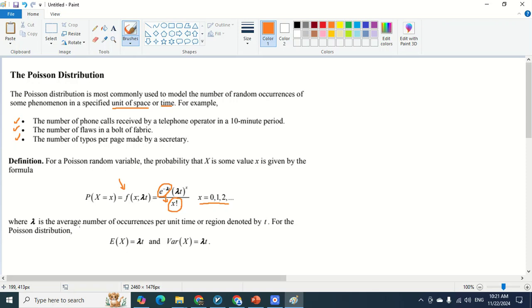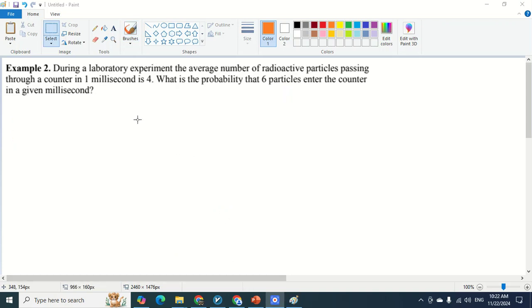And as you can see, lambda is the average number of occurrences per unit time, denoted by t, and for the Poisson distribution the expected value and the variance are equal. Both of them are equal to lambda t. We can use the Poisson distribution for continuous and discrete random variables, but over here we focus on the discrete case. Let's look at an example, and by solving it you will understand the concept of the Poisson distribution better.